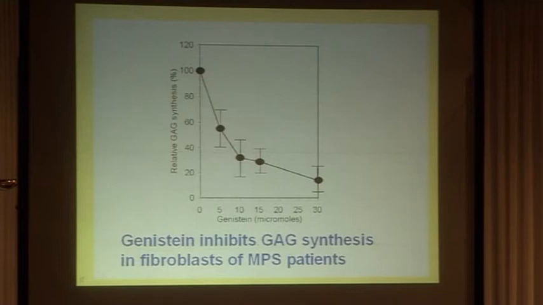So, the more genistein is added, the slower the synthesis of GAGs.